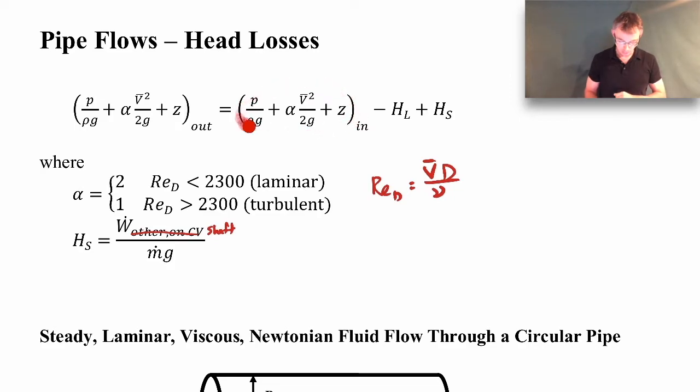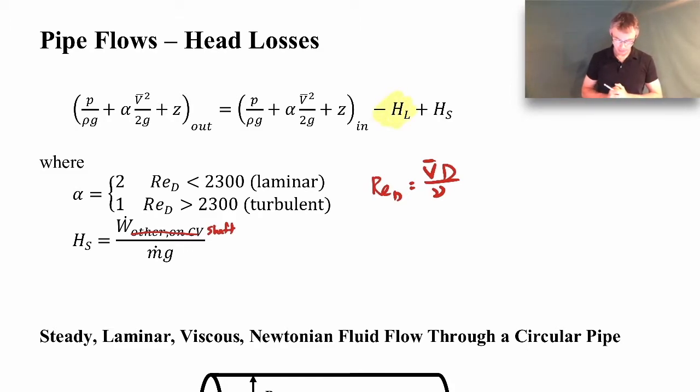So the total energy coming in, we subtract some energy because of losses. These are due to viscous losses. Perhaps we add energy in if there's a pump, or we subtract it out if it's a turbine. And then this is the energy you get out. Okay, so that's that equation. But we're going to really focus our efforts right now on this head loss term right here.